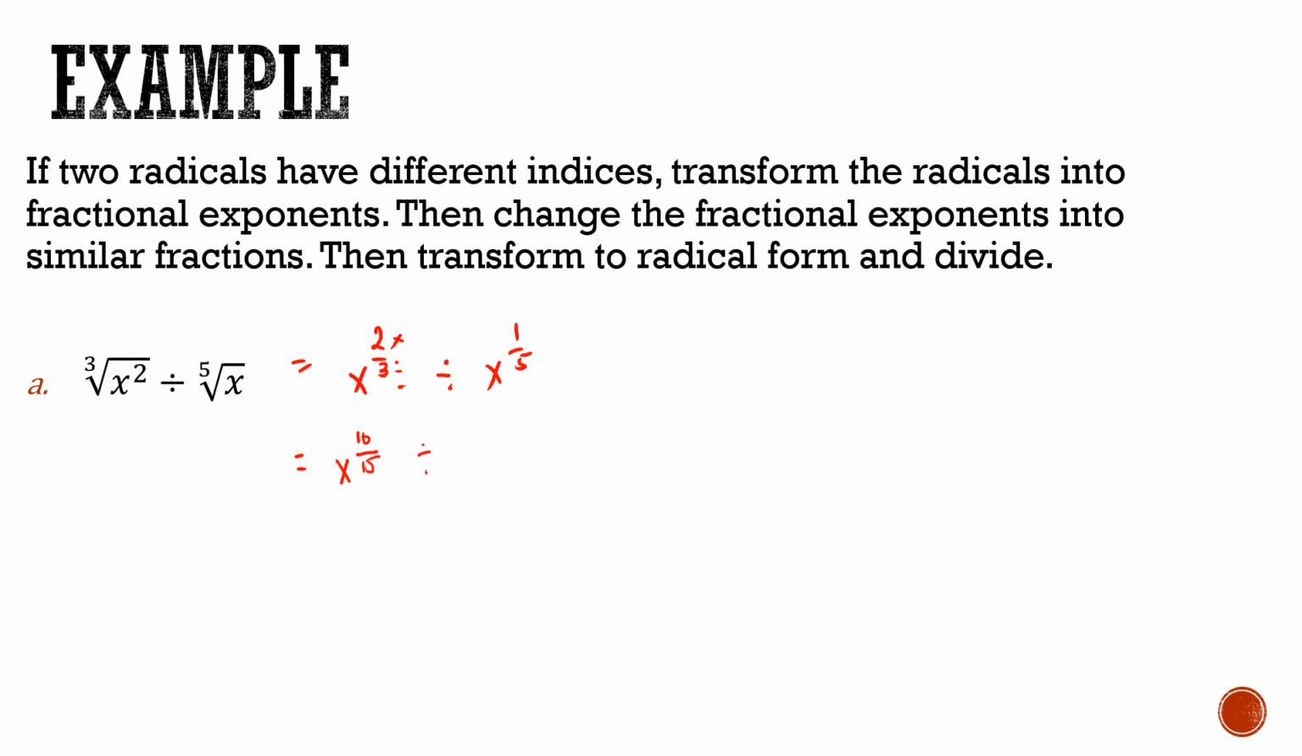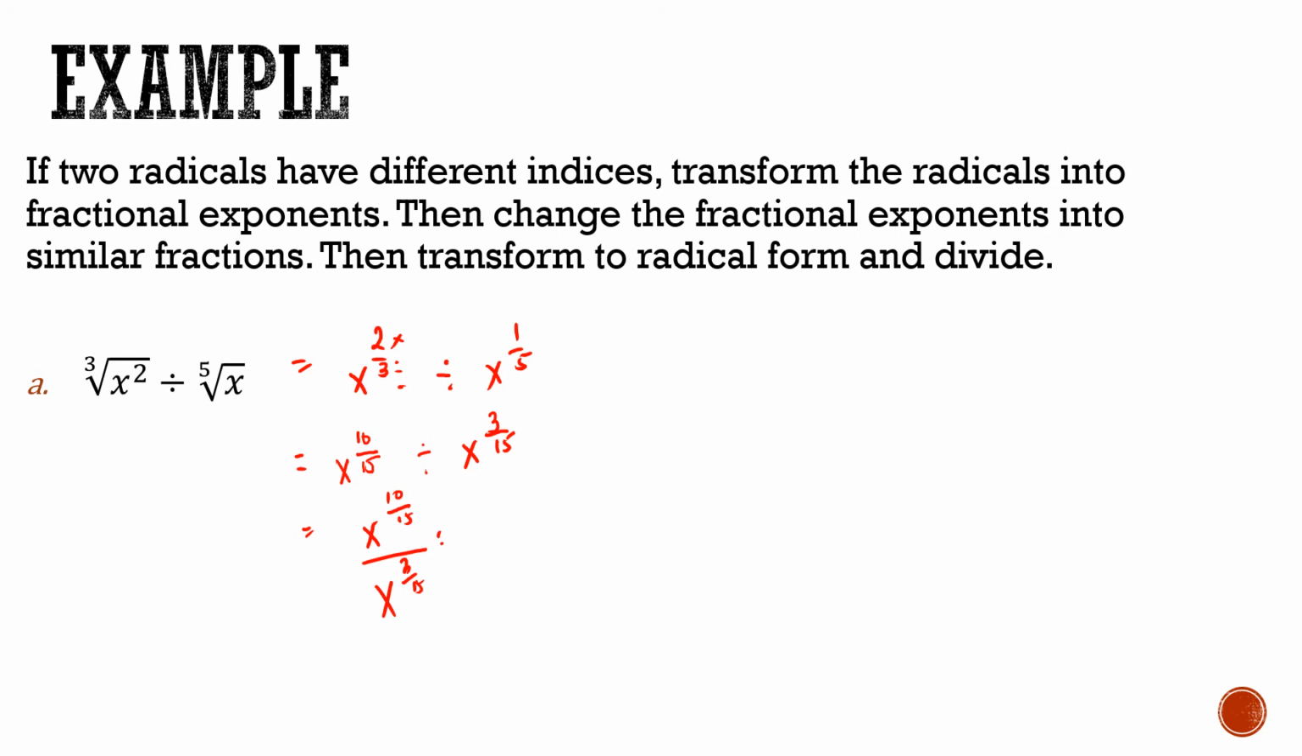The same procedure will be applied on the second one. So we will be dividing 15 by 5 and multiplying it by 1. So 15 divided by 5 is 3, times 1 is 3. So this will become x raised to 3 over 15. The second step is, since we are dividing the two given, we can rewrite this as x raised to 10 over 15 over x raised to 3 over 15.